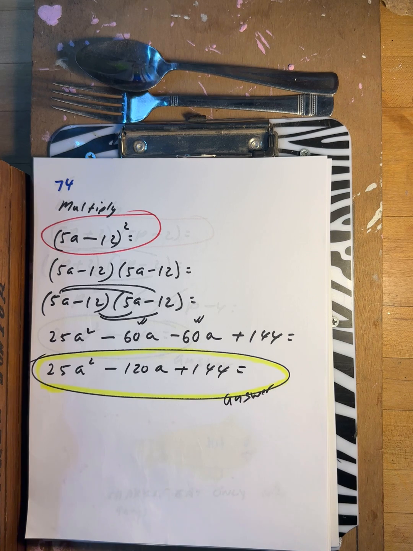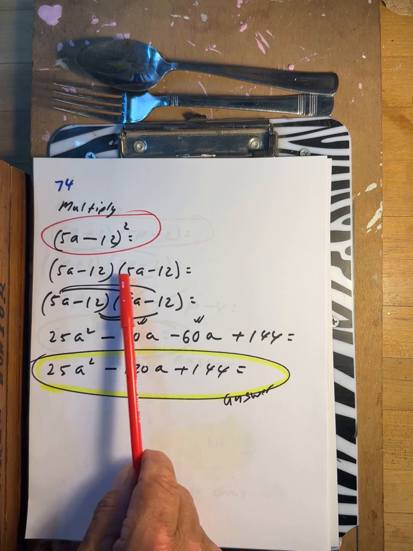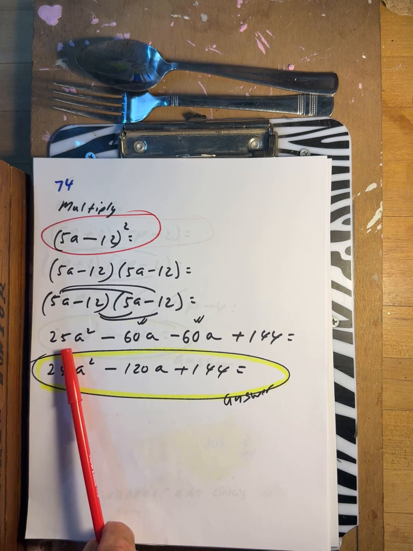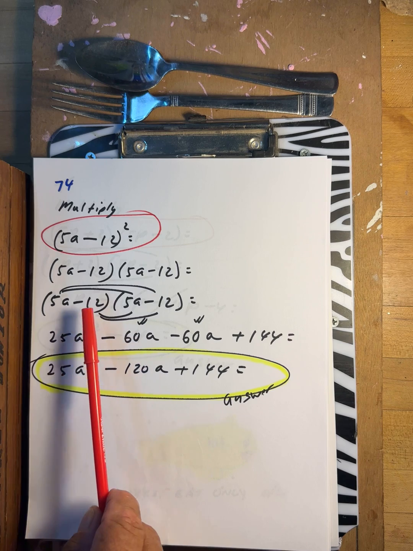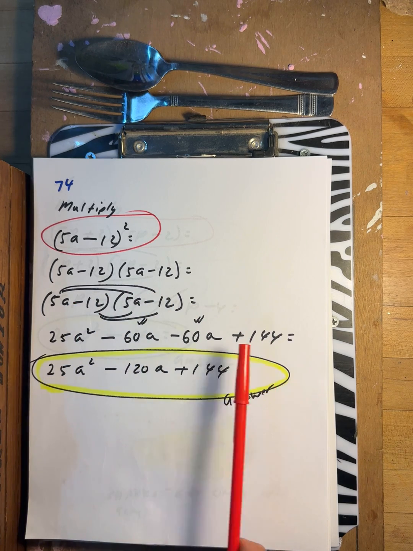Multiply this out. First thing I'm going to do is I'm going to expand it out. 5a minus 12, 5a minus 12. Squared, that means do it twice. So now we go 5a times 5a, 25a squared. That times that is negative 60a. That times that is negative 60a. And that times that is 144. Negative and negative is positive.